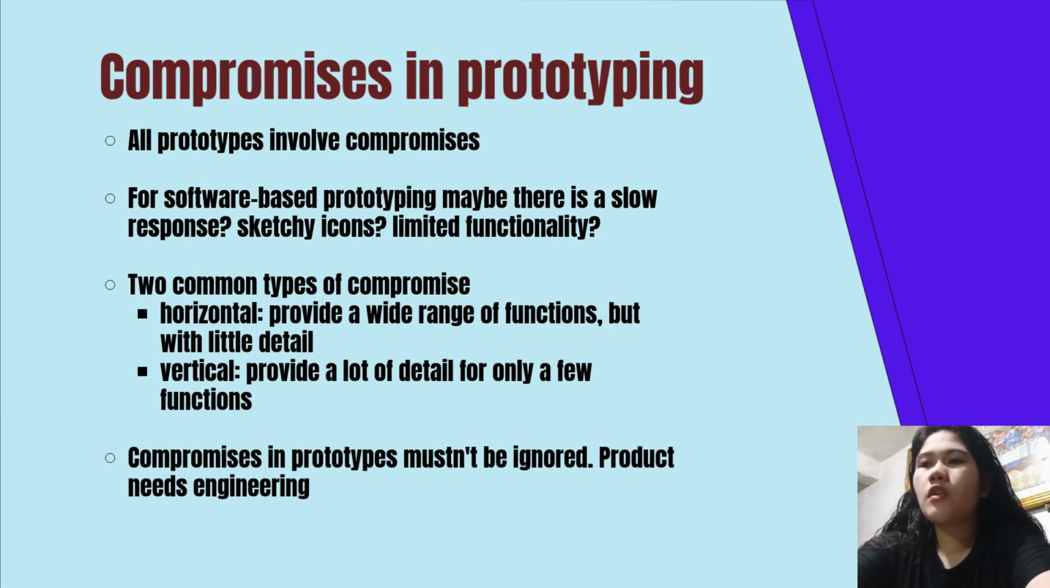Compromises in prototyping. All prototypes involve compromises. For software-based prototyping, maybe there is a slow response, sketchy icons, limited functionality. There are two common types of compromise. Horizontal provides a wide range of functions but with little detail. Vertical provides a lot of detail for only a few functions.